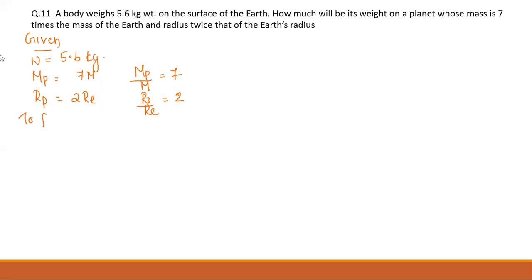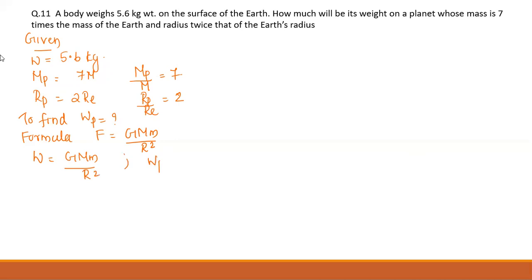Okay. To find the weight on the planet, we know that the formula for gravitational force is F is equal to GMm upon r square. The gravitational force acting on a body is nothing but the weight experienced by the body. So we can write W is equal to GMm upon r square.